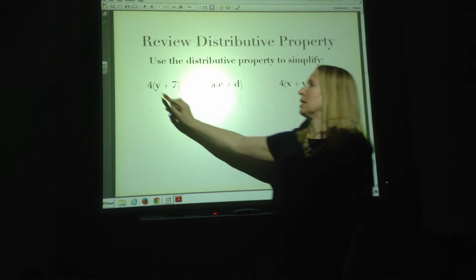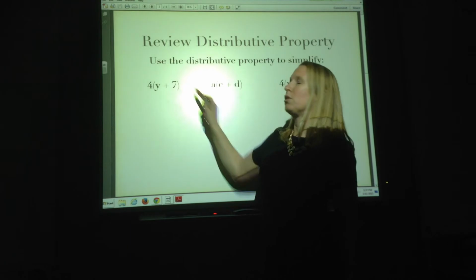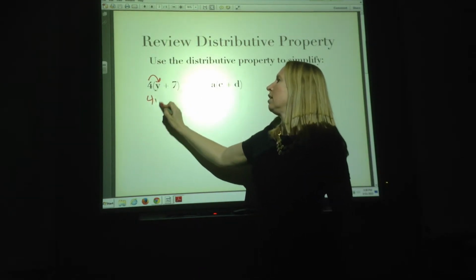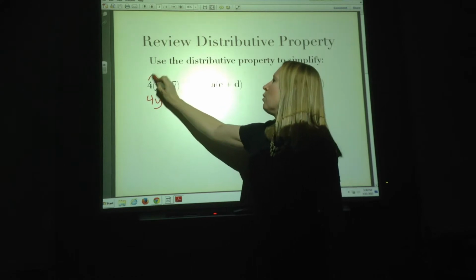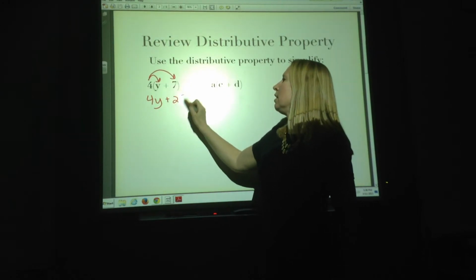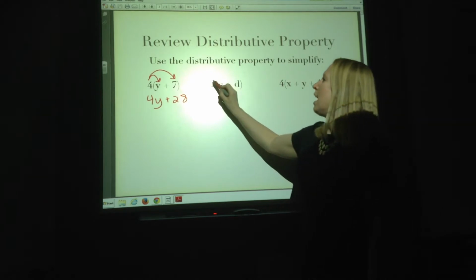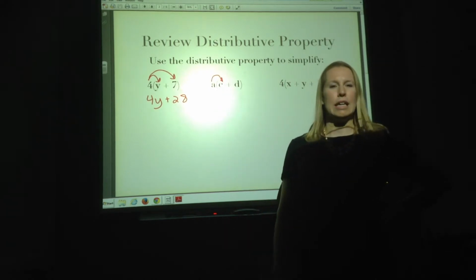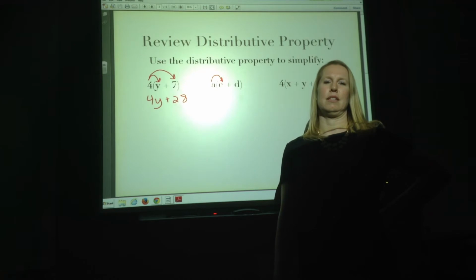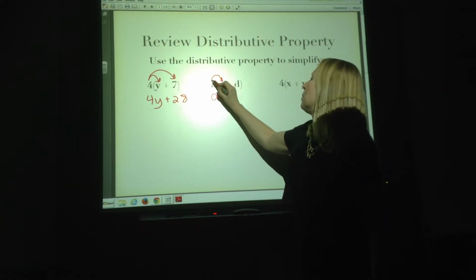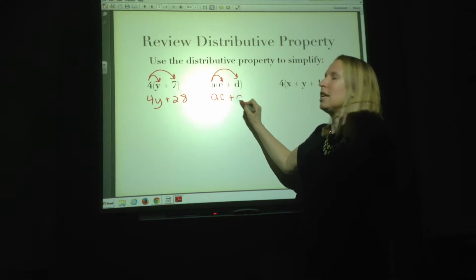So all you do is take this outside number and multiply it by both terms inside the parentheses. So 4 times y is 4y. 4 times 7 is 28. Okay, let's try this one. A times c. What do you think A times c is? It's AC. Plus A times D is AD.